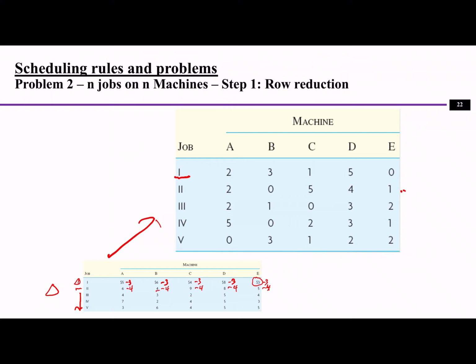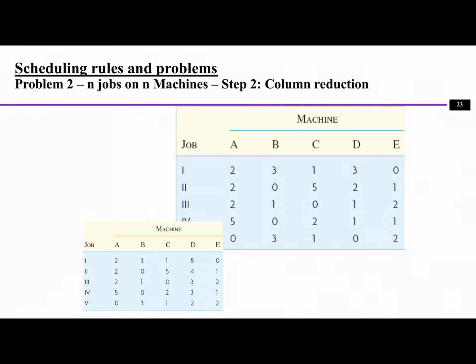All right. Now after this conversion, row reduction, we can find at least one 0 in each of the rows. Okay. So then our next job is to make sure each column also has at least one 0, right? So this is the result from our prior step after row reduction.